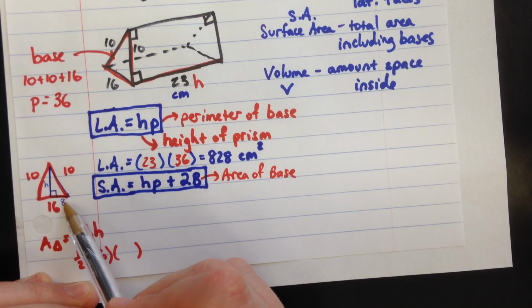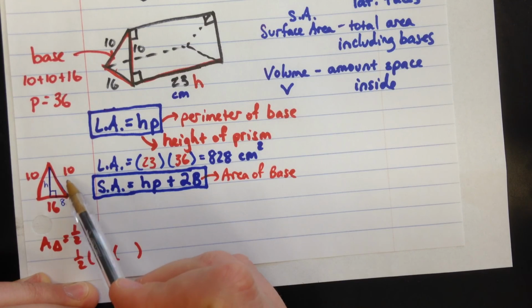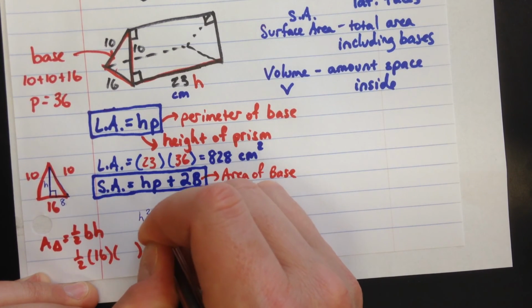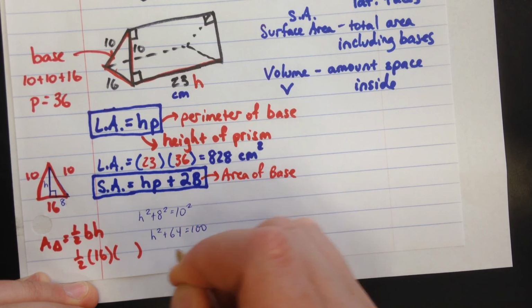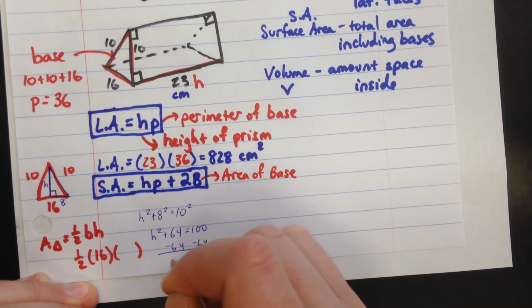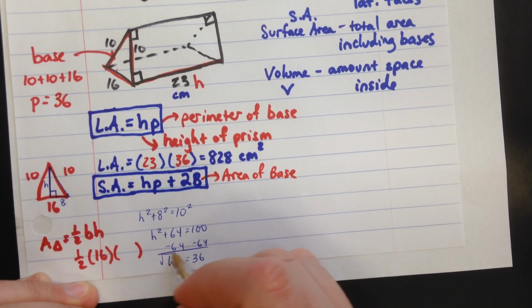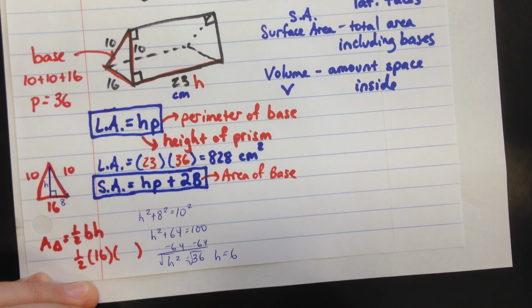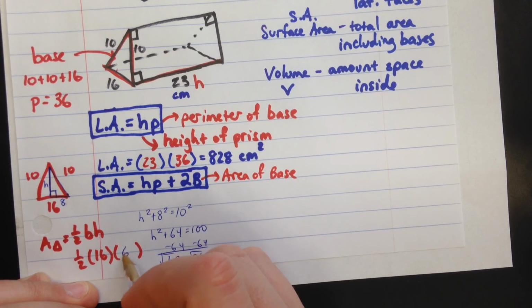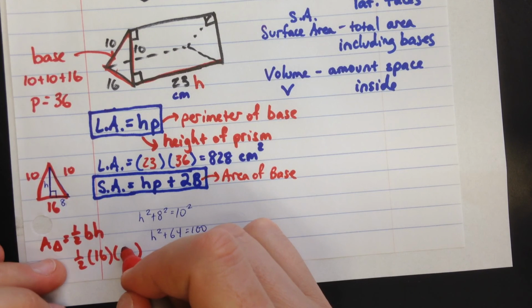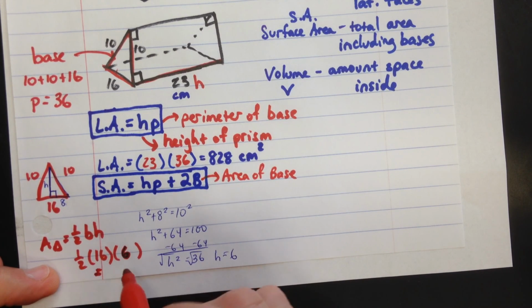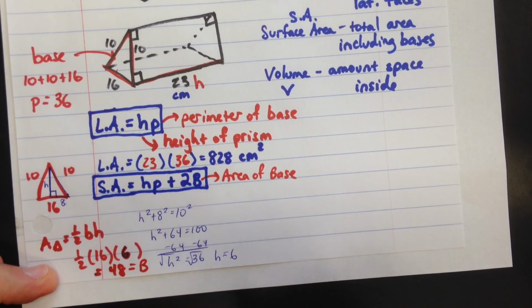I'm going to use Pythagorean theorem to solve this. So h squared plus 8 squared is 10 squared. So that's plus 64 equals 100. Subtract 64. We get h squared is 36. Take the square root, I get h is 6. So that's the height. That goes into right there. That's the height of the base of the triangle. So it's 1/2 times 16 times 6, which is equal to half of 16 is 8. 8 times 6 is 48. So the area of the base, that's my capital B.